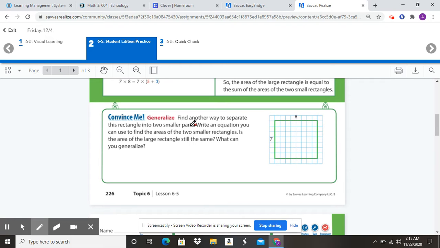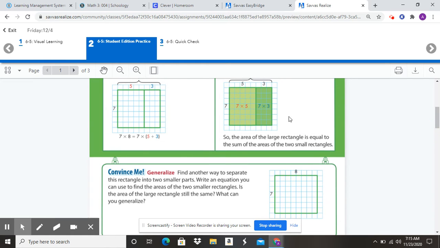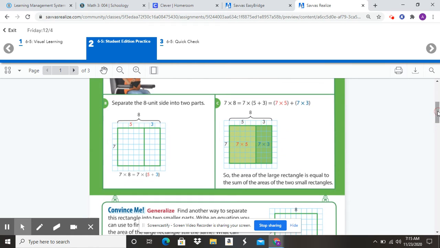All right, so what can you tell me about that? So up here at the top, let's look at the top and see how they separated it at first. So what they did here is, because you have an 8 by 7, they took 8 and broke it apart into 5 and 3. So they made two smaller rectangles, which would have been 7 times 5 and 7 times 3, because it's that length times width.